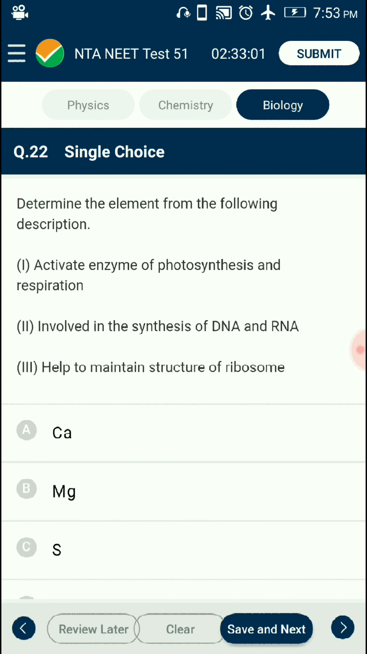Question number 22. Determine the element from the following description. Magnesium is one of the macronutrients significant for plant growth and development. Magnesium activates the enzymes Rubisco and PEP carboxylase, which are important in photosynthesis and respiration. It is a constituent of the green pigment chlorophyll and actively involved in making DNA and RNA. It is also required to maintain the integrity of ribosome. So the answer for this question is option B, magnesium.